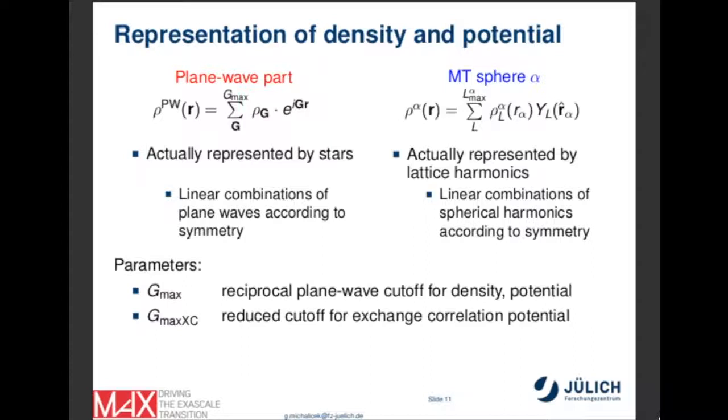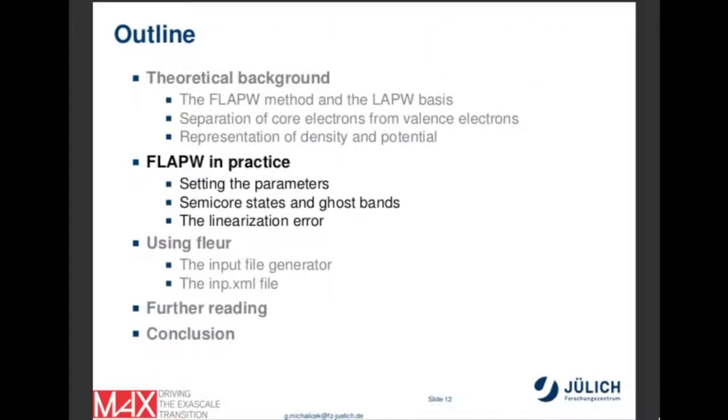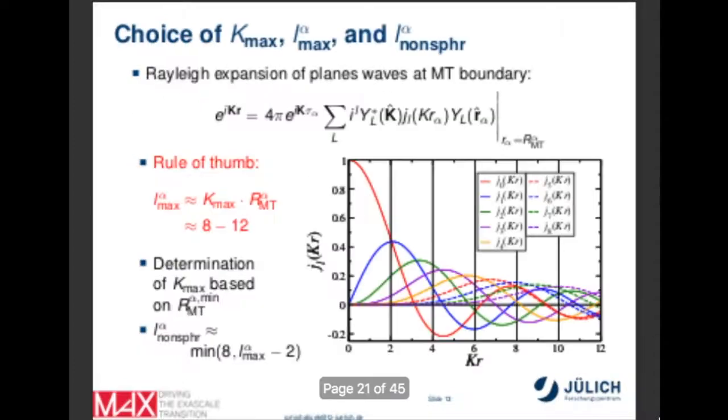Of course, this expansion of the plane wave part also has cutoff parameters. They're called Gmax for the density and the potential, and Gmax XC for the exchange correlation potential. So let's have a look at the choices that you have to make in practice.